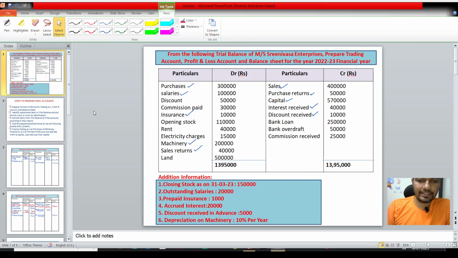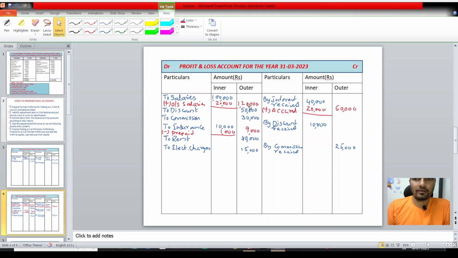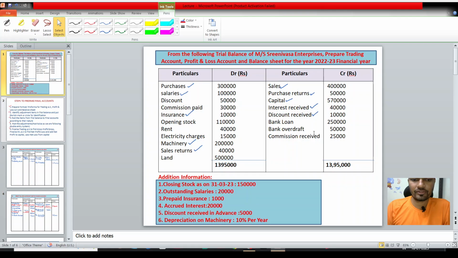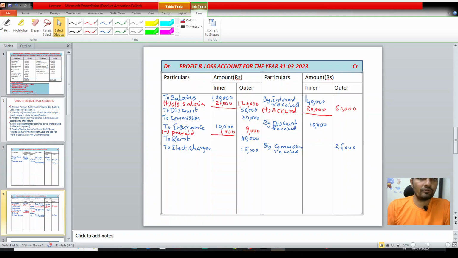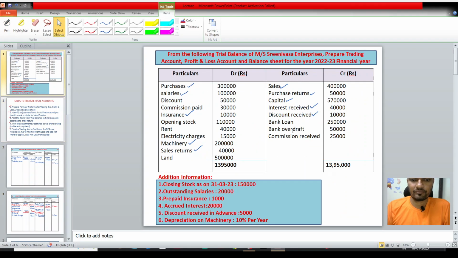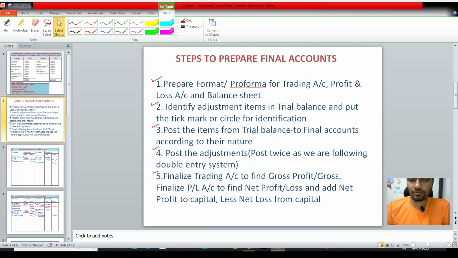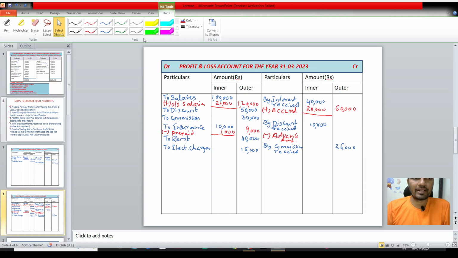So here the discount received in advance. The amount of discount received here is 5,000. So what we need to do is subtract the advance amount. The advance amount we have received, the discount received in advance amount is 5,000 rupees. That we need to subtract. 5,000 rupees we need to subtract.